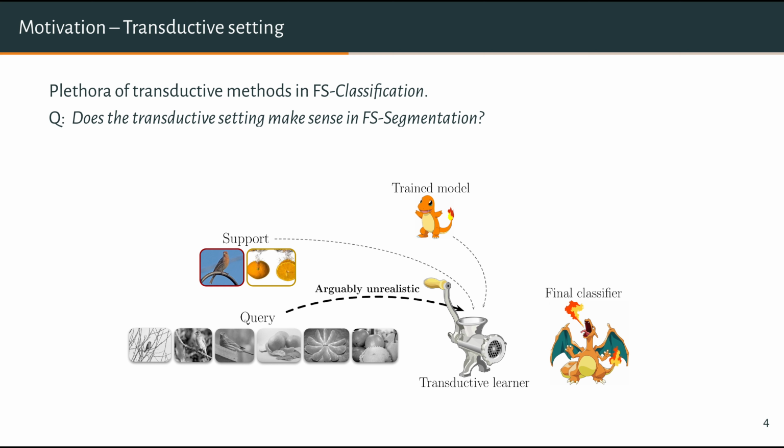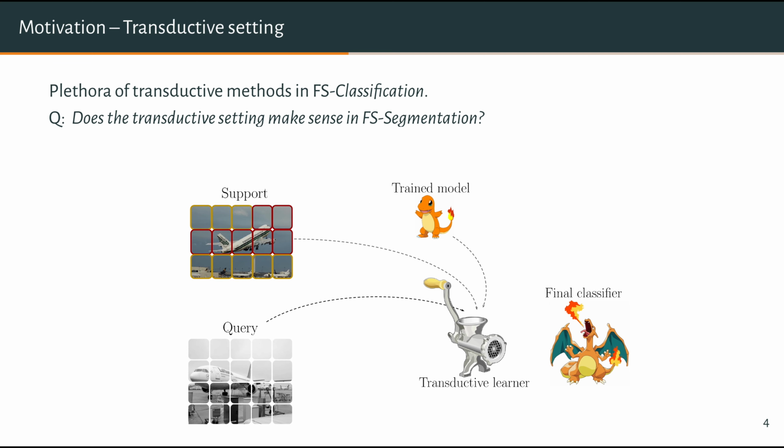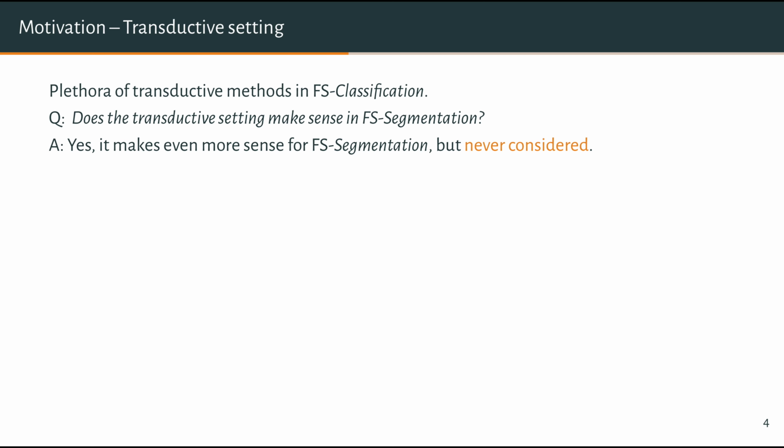On the other hand, if we interpret few-shot segmentation as a pixel-wise classification, then this assumption just boils down to assuming that you have access to all the pixels in the query image, which is always realistic. So all in all, the answer is yes, this setting completely makes sense for few-shot classification, and actually it makes even more sense for few-shot segmentation than it does for few-shot classification.